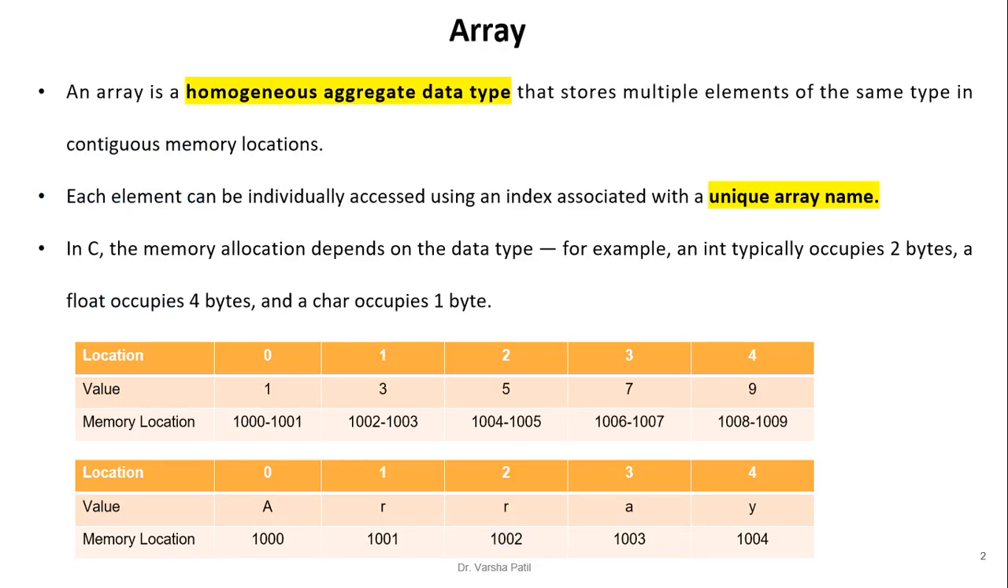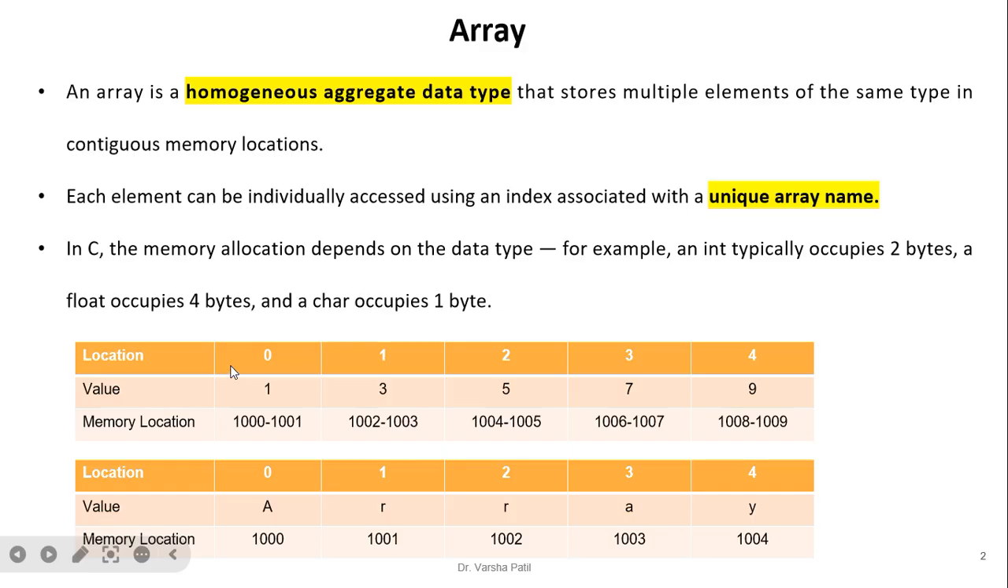An array is a homogeneous aggregate data type that stores multiple elements of the same type in contiguous memory location. Every element can be individually accessed using an index associated with a unique array name. In C, the memory allocation depends on data type. For example, integer typically occupies 2 bytes, float occupies 4 bytes and character occupies 1 byte. Now see this example.